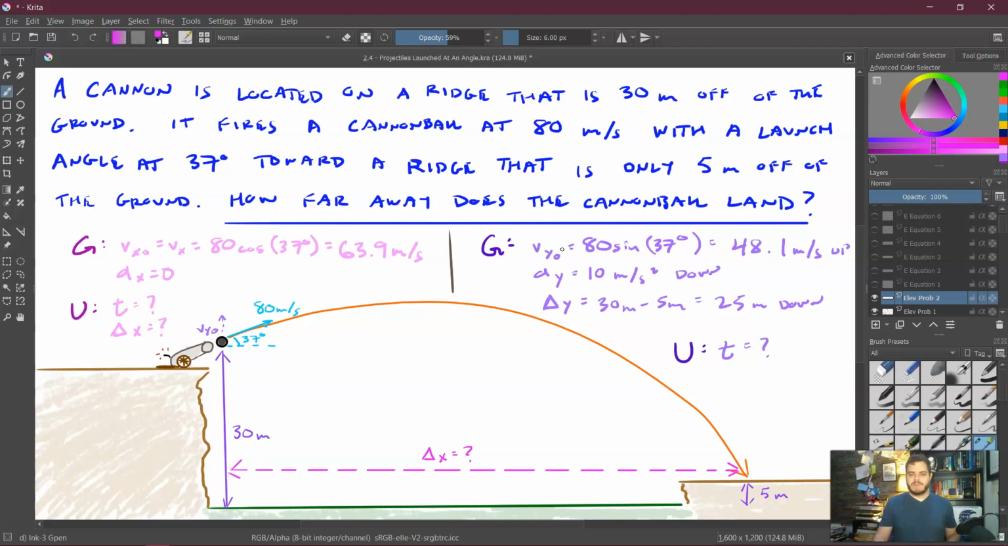In the vertical direction, I know that the initial velocity in the y is 80 sine of 37, because that is the opposite side, which is about 48.1 meters per second up. Remember, this up is important. The acceleration is 10 meters per second squared down.